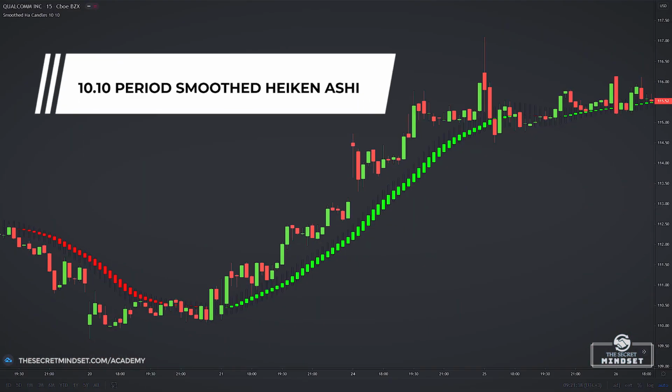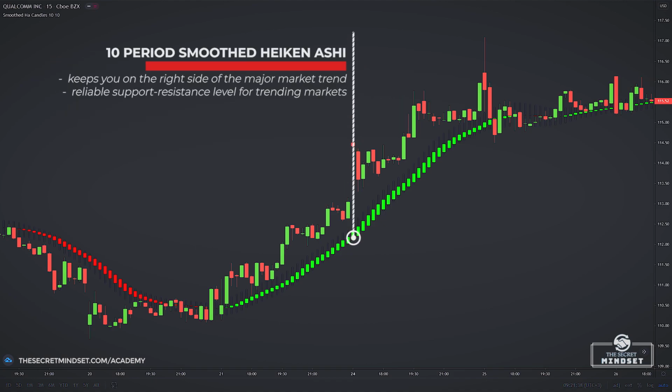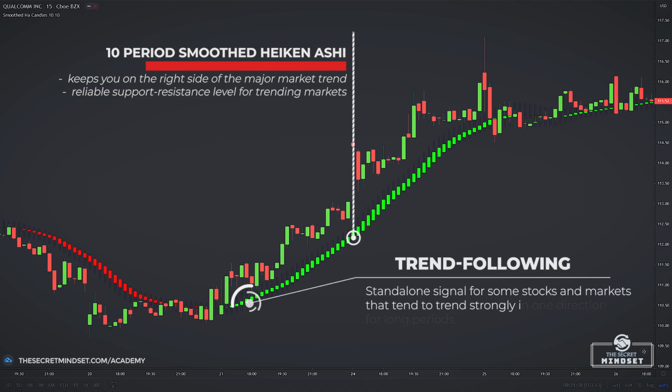The 10-period Smoothed Heiken Ashi, which is the default value, is a great method to keep you on the right side of the major market trends. It is usually the first line to be lost before any real trouble begins, meaning any reversals in a current trend. From my backtesting, it can be used as a standalone signal in some stocks and markets that tend to trend strongly in one direction for long periods.